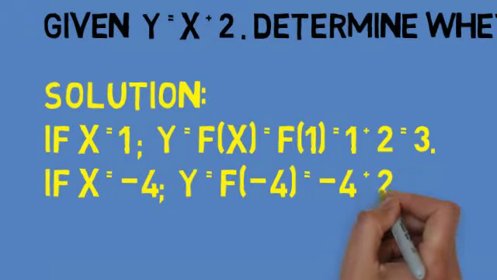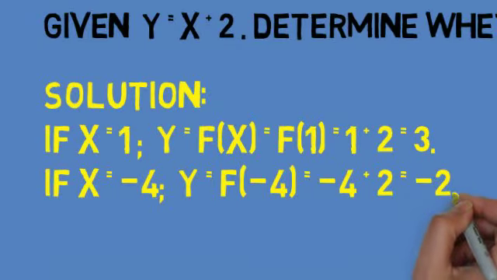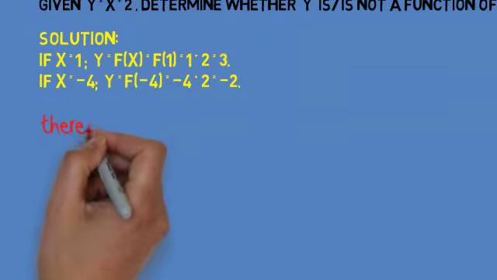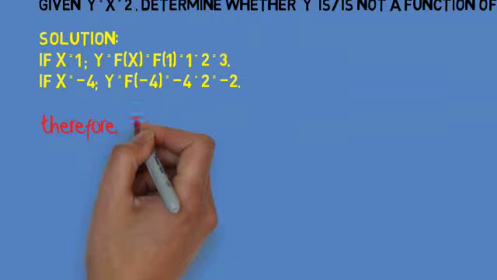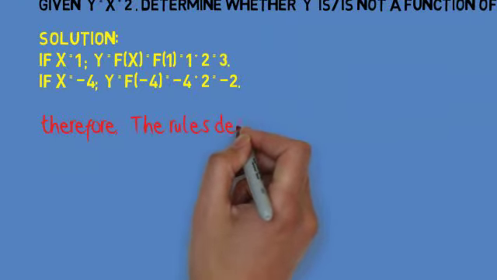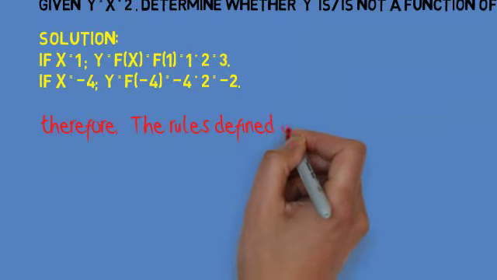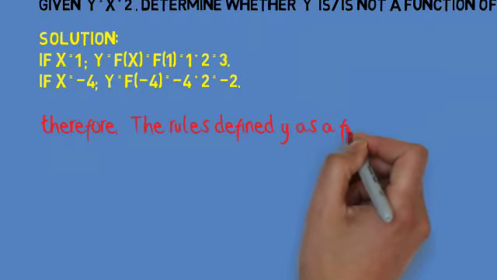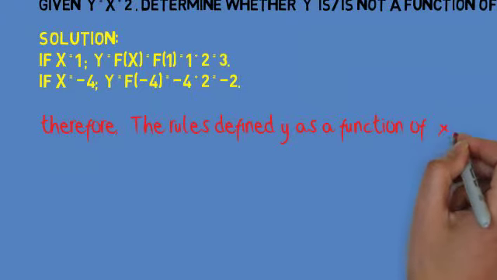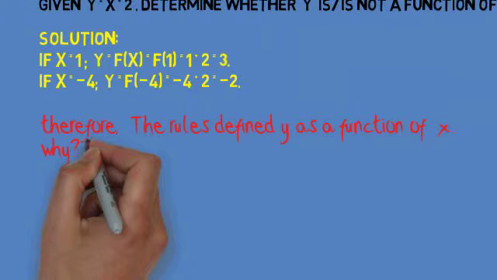If you look at the solution, if we take x equals 1 as an input, then we'll have y equals f of 1 equals 1 plus 2 equals 3. We just plug in the value of x. And if we take x equals minus 4, then we'll have y equals minus 4 plus 2 equals minus 2.